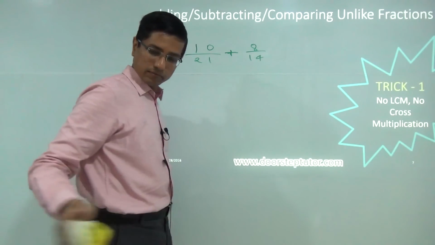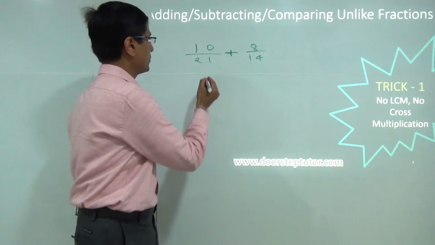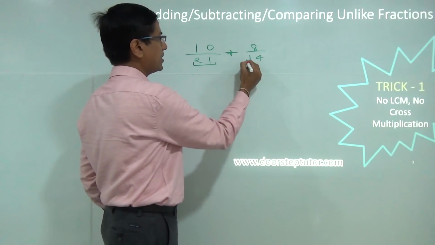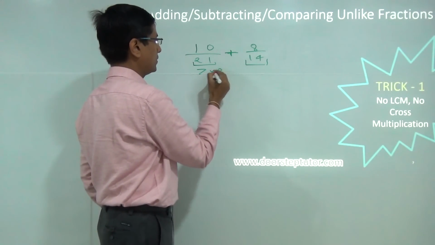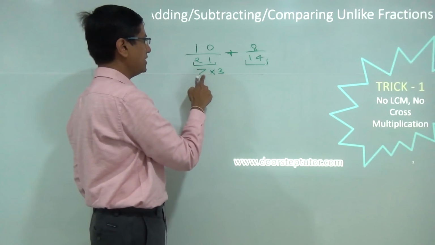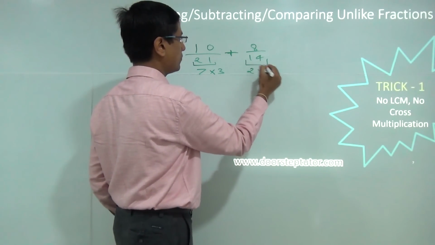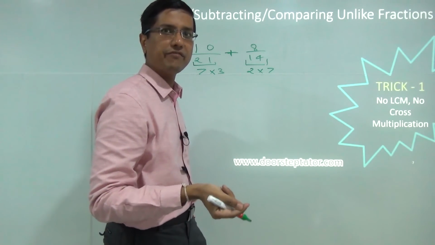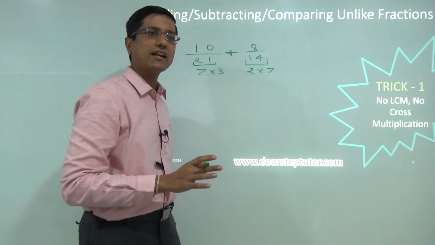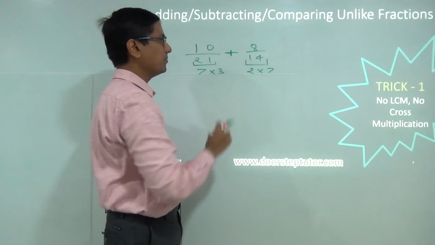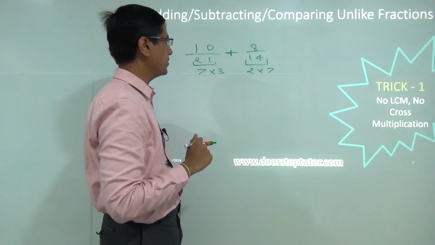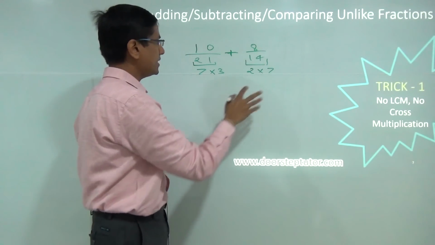So what are we going to do? We factorize 21 and we factorize 14. Factors of 21 are 7 into 3, and 14 is 2 into 7. If you are not familiar with factorization, I have taken an earlier class on how to quickly calculate the factors of various numbers. You can watch that video. It's there on YouTube.